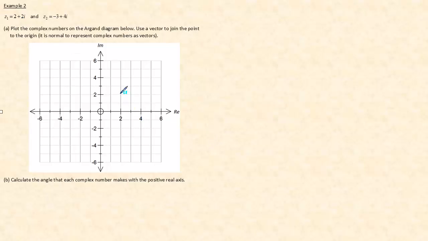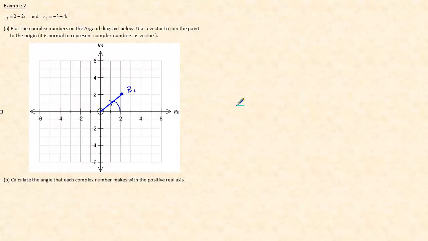So 2 plus 2i is here, and then use a vector to join it to the origin. So this is Z1. And the angle to the positive real axis is this angle here.